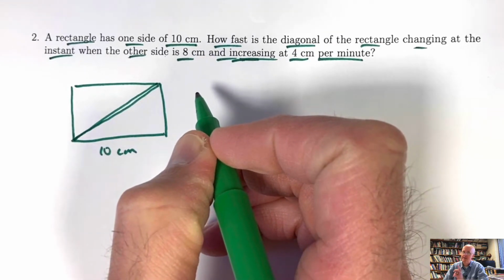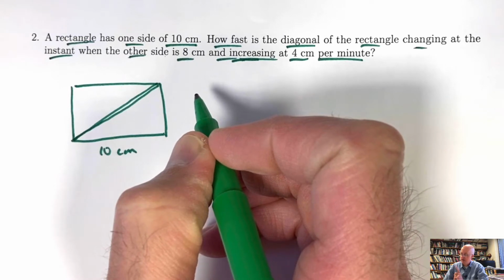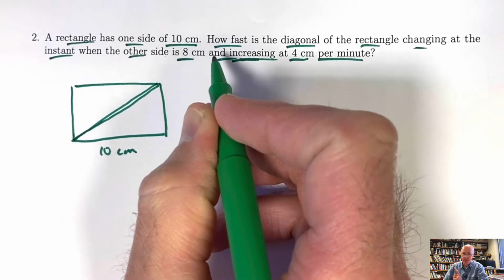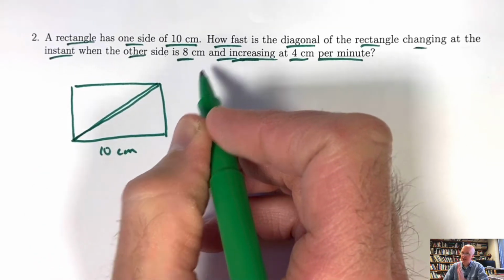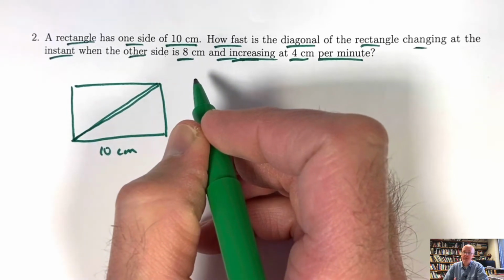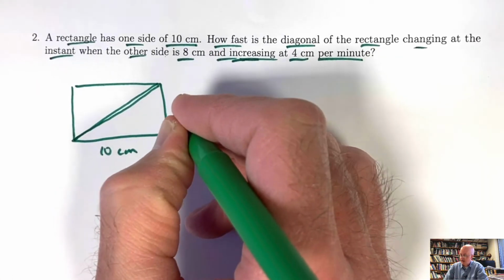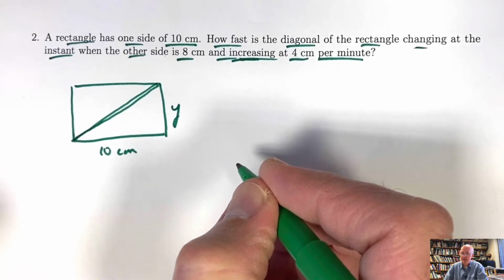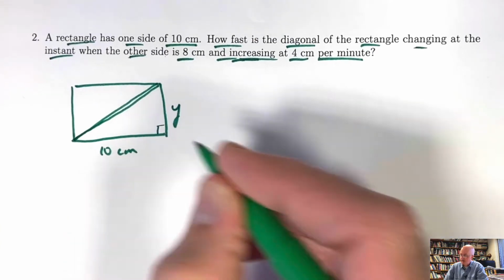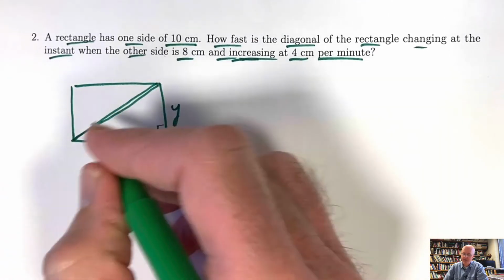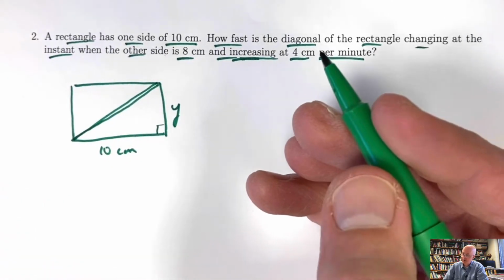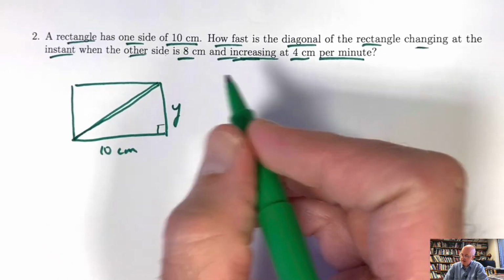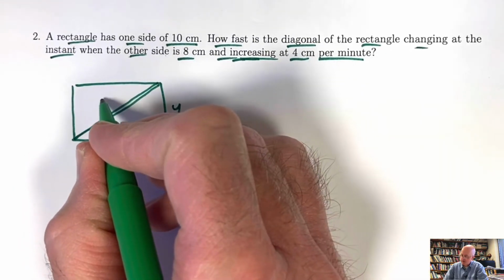Now, this is the trickiest part right here. Don't label this side with the 8 centimeters. Don't do it. It's changing. Label it with a variable, like y, say, since it's in the vertical direction. Don't label it with 8 centimeters. That's the most common mistake here. This is a right triangle. We're interested in how this diagonal length is changing. It's not constant either. Don't label it with a certain number. Label it with another letter, like, oh, how about z?